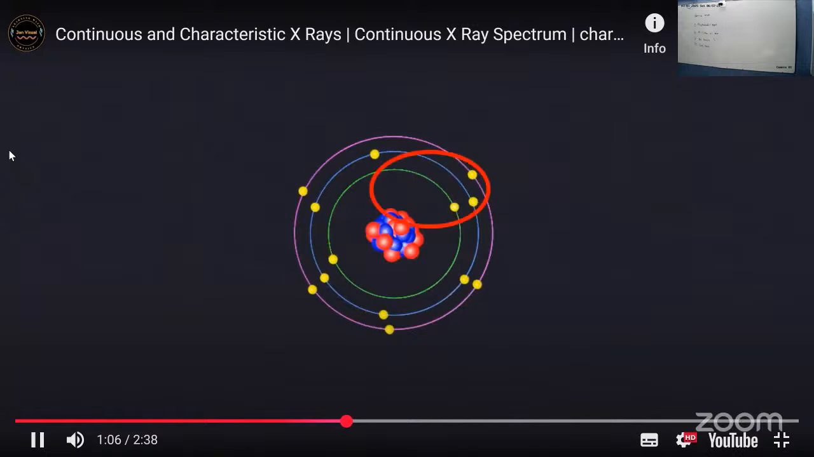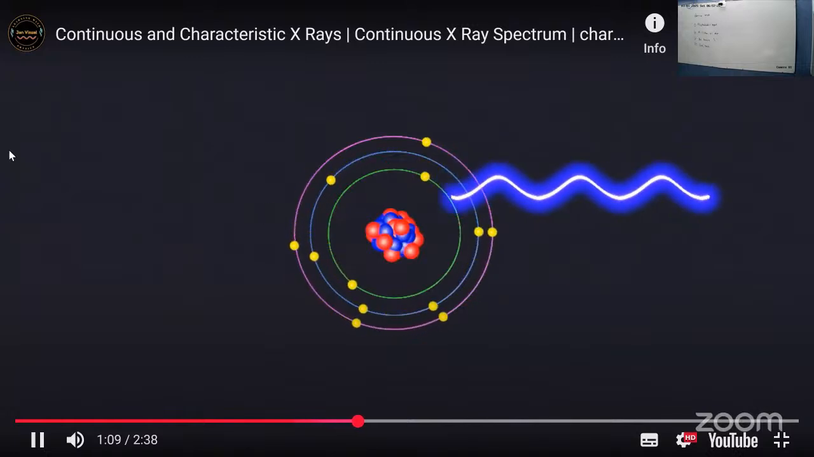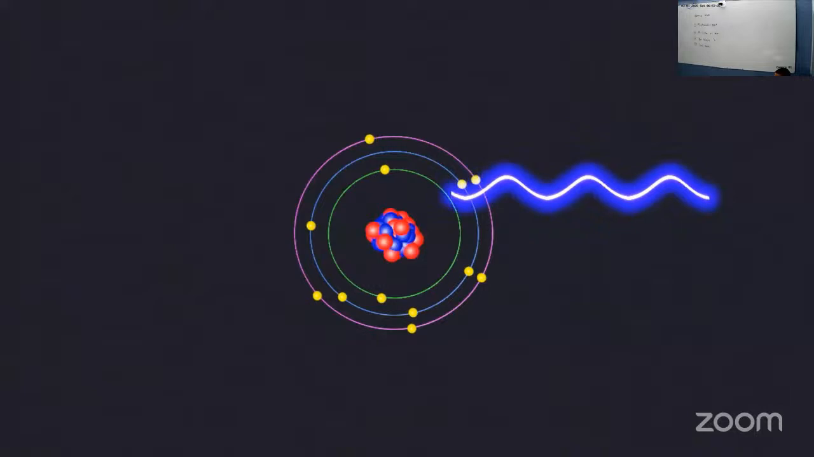When an electron from the L shell jumps to the K shell, it emits a characteristic X-ray known as K-alpha.